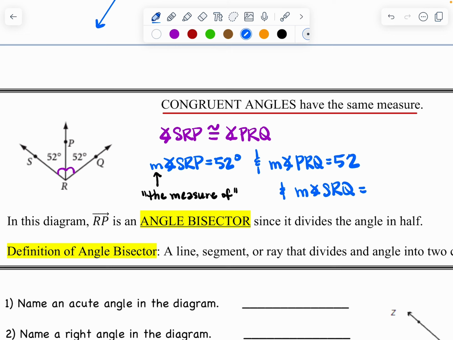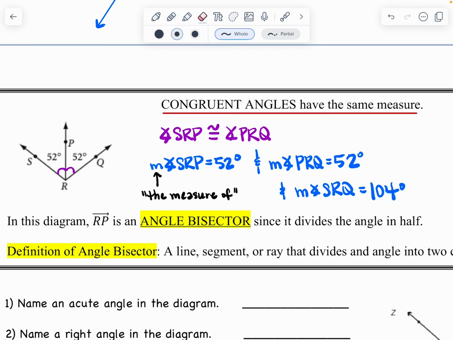And if you wanted to keep going, you could also say that the measure of angle SRQ, which is the whole angle, right? Sorry, I forgot my degrees there. Wouldn't that have to be 104 degrees? Because just like we learned with segments, any two parts has to equal the whole thing, or 3 parts or 4 parts, however many parts it's divided up into. We'll talk more about that in just a few seconds.